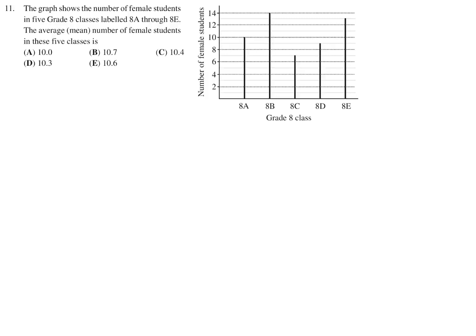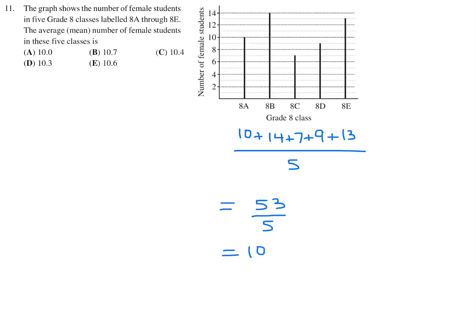For 8A, there's 10 students, 8B, 14, 8C, 7, 8D is 9, and 13 for 8E. So the average would just be adding them all up and then dividing by the fact that there's 5 of them, 5 classes. So that looks like 53 over 5, and that is 10.6. So number 11, the answer is E.